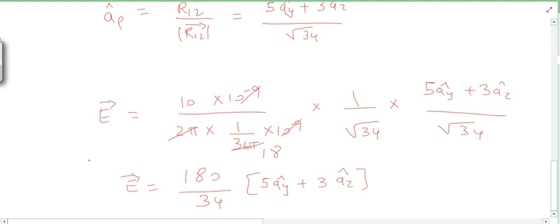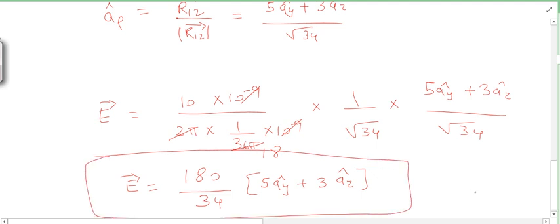So this will be the final answer, and be very careful with the units. Its unit is volt per meter, or you can also write Newton per coulomb. So this is the solution for this problem.